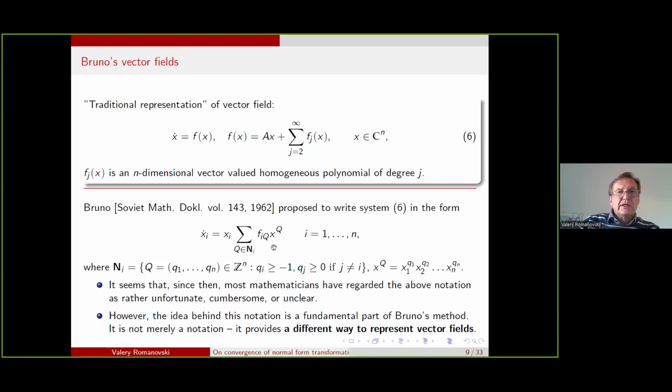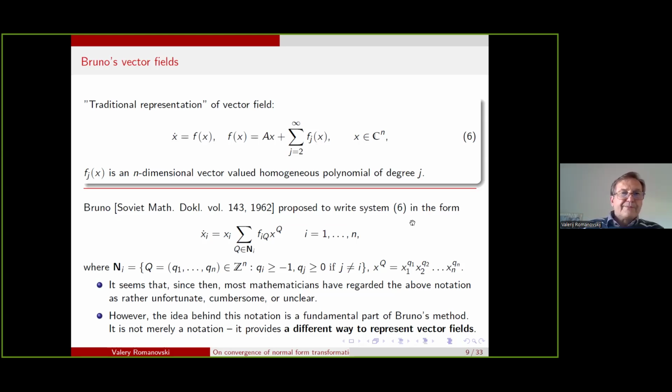So now I would like to explain the main idea of Bruno's approach. So the main idea is another representation of vector fields. So this is the traditional representation of a vector field. We have x dot equals f of x. So this means that we have some system of differential equations, but we also can say that this is a vector field, because the function on the right-hand side, f of x, is just a vector field in Cn.